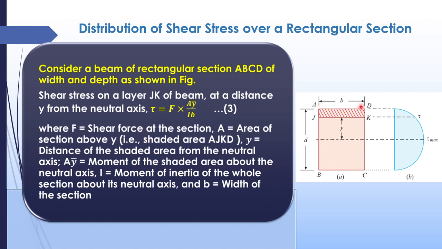For a particular rectangular section, we are taking a strip here. AJDK is the strip we are taking. The width of the strip is b, and the strip is at a distance y from the neutral axis of the section. Total depth is d. So this is our section. I is the moment of inertia of the whole section about its neutral axis. b is the width. A y bar is the moment of the shaded area.